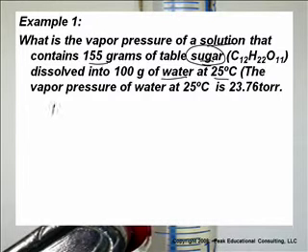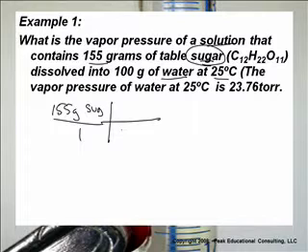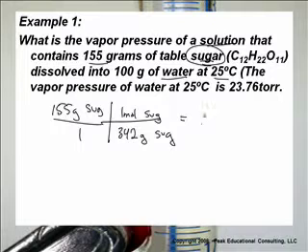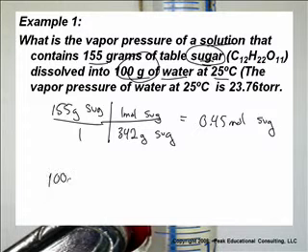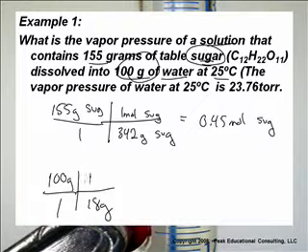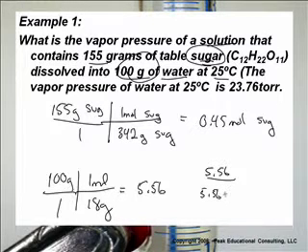So for sugar, I have 155 grams of sugar. 342 grams of sugar per 1 mole. I just memorize these things. And about a half, 0.45 moles of sugar. Now the water, we have 100 grams of water, and there are 18 grams in 1 mole, so that's 5.56 moles. So the mole fraction of the water, of the solvent, will be 5.56 divided by 5.56 plus 0.45, and that'll be 0.924.